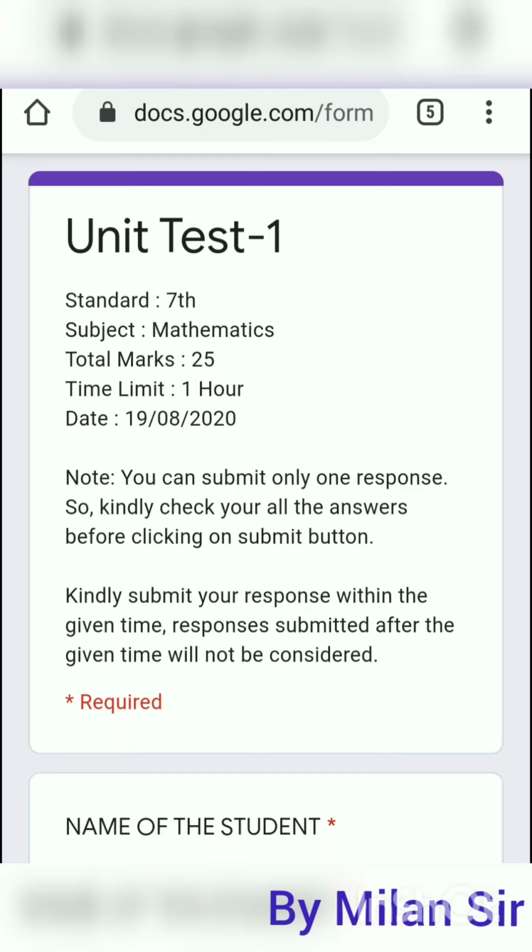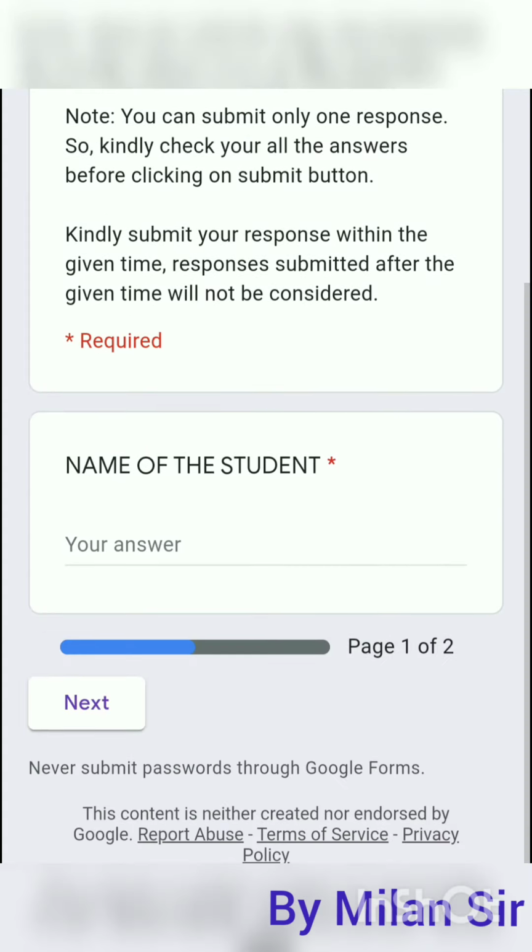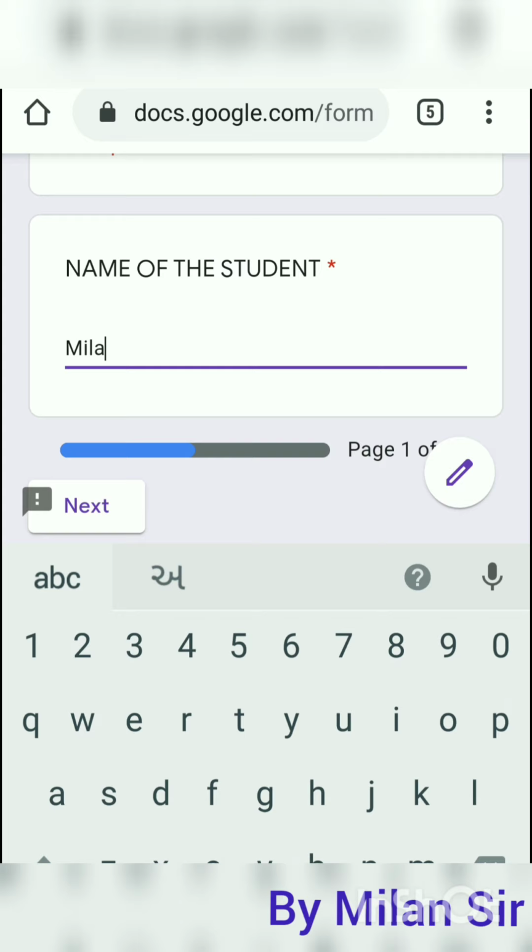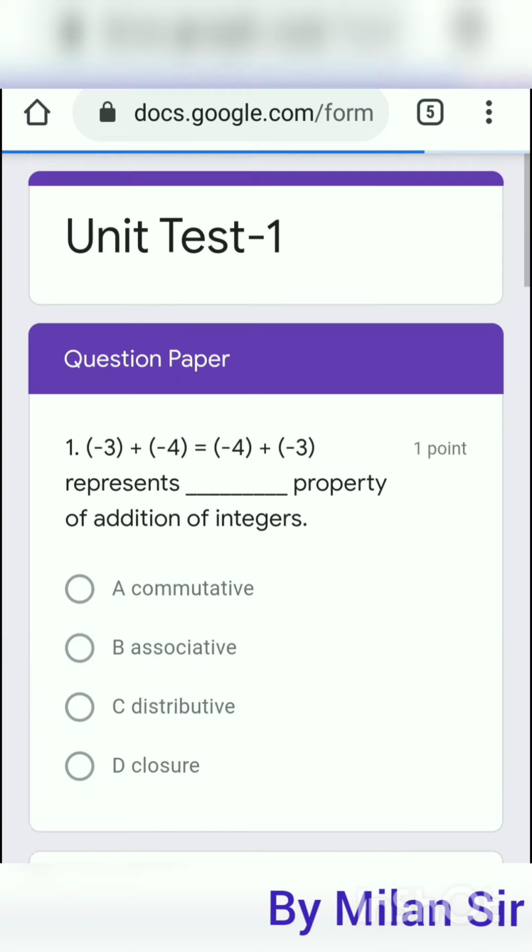In this video, we solve our question paper of unit test 1. Okay, so here total 25 marks is there. And first of all, here we need to write the name. After that, now we need to solve this question paper.